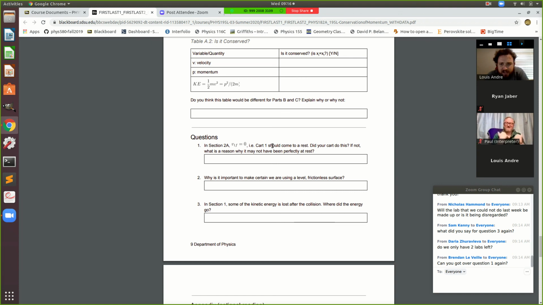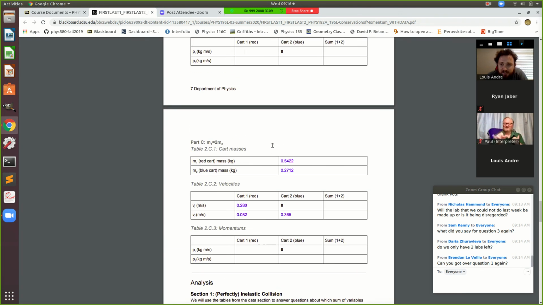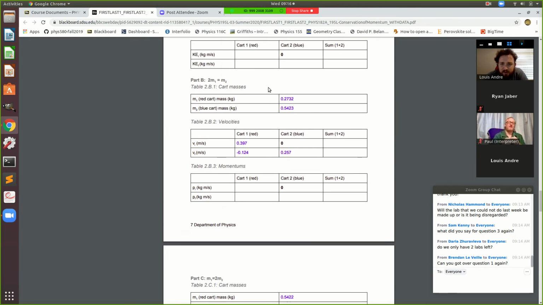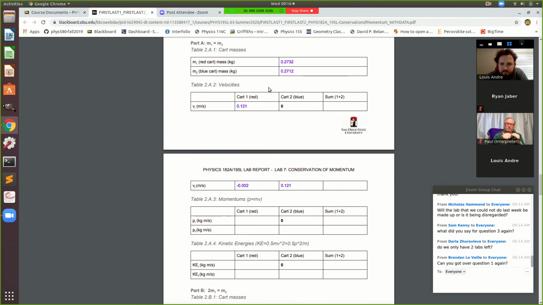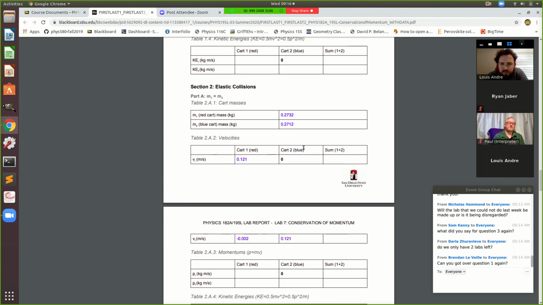But if you look at 2A, if you look at the masses, one's a little bigger. You can see one's 0.2732 and the other one's 0.2712. So because the masses are a little different, it doesn't perfectly just exchange its velocity to the next cart over.